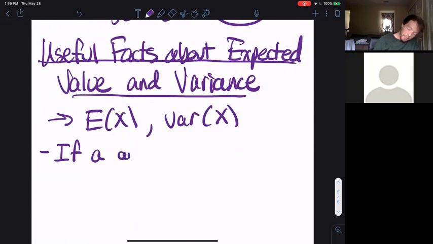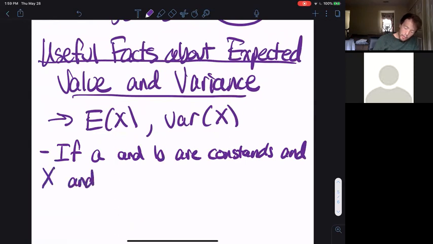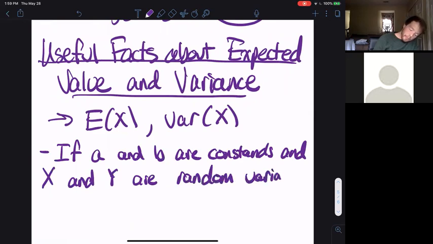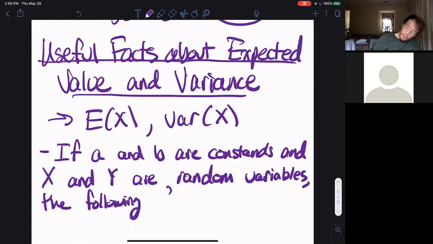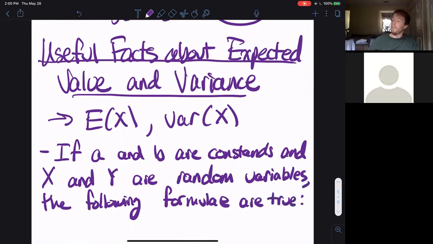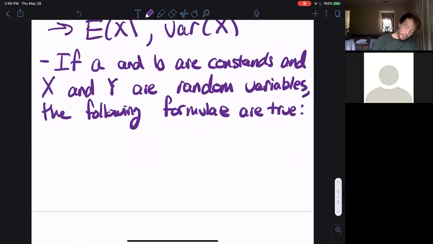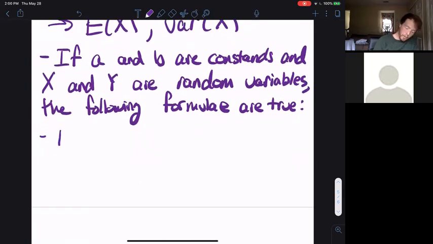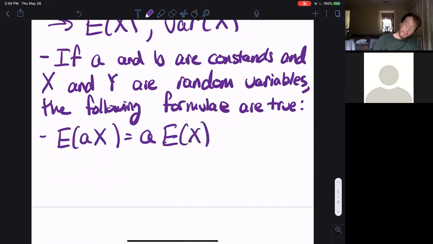So if A and B are constants, and X and Y are random variables, the following formulae are true. I'm just going to list them out. The expected value of a constant times a random variable is just equal to that constant times the expected value of the random variable. So you can pull the constant out of an expectation, is the idea.